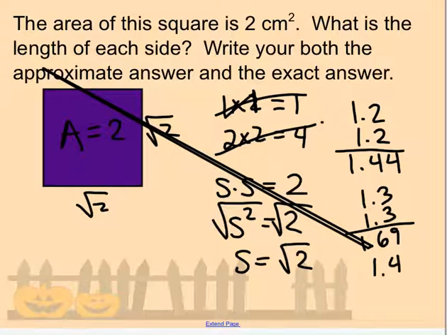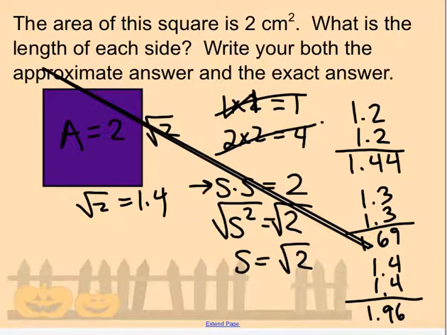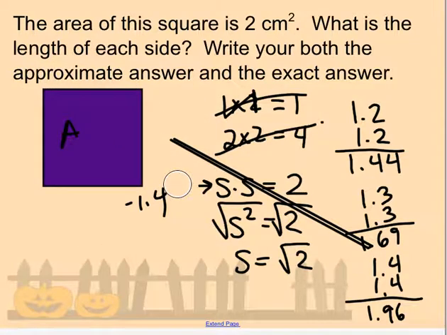And I can, with 1.4 and 1.4 gives me 1.96, which is pretty darn close to 2. If we go to 1.5 times 1.5, that gives me 2.25, which is not as close as 1.4. So my approximate answer is 1.4. The exact is the square root of 2. The approximate is 1.4. So this is one way to think about it. Thinking about if I have side lengths squared, I would need to undo that to get the square root of 2.